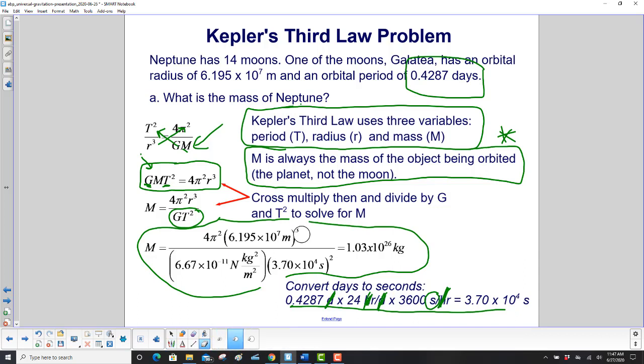And let me just erase because I want to highlight where that is. And switch to the pen. Here's where the time is. Now be very careful with the exponents here. There's a lot going on. You have a cube over here for the radius of the orbit. That's from the center of Neptune to the moon Galatea. You have a square here for the time, for the period. Make sure you catch that.